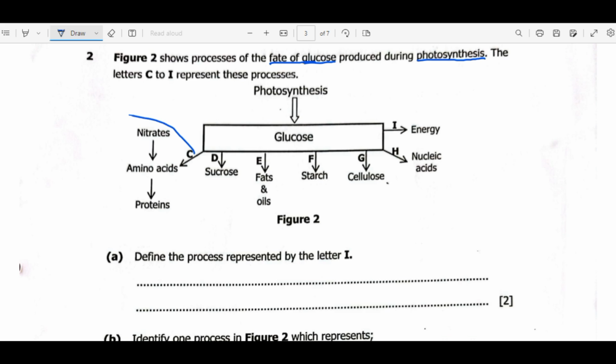So the first one is process C. Process C, as we can see, is the process by which glucose is converted into amino acids in the presence of nitrates. The nitrates are ions, in the form of salts. In plant transportation, we have the xylem under the vascular system. The xylem has the function of transporting water needed by photosynthesis and the mineral salts, which are the nitrates. The mineral salts are needed by the leaves to react with glucose to form the amino acids. Then the amino acids are monomers for protein. So that's how I can simplify process C.